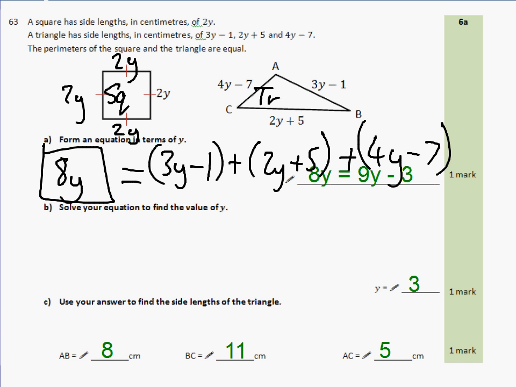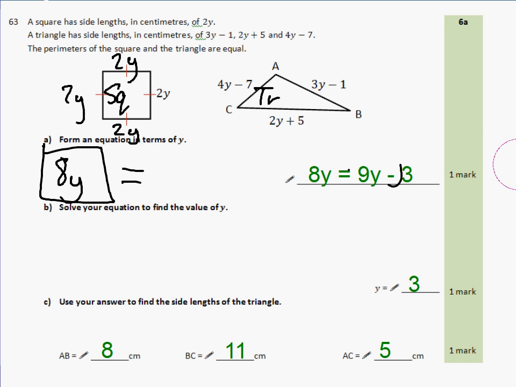If you simplify all of that, what do you get? You get 3y plus 2y plus 4y, which is 9y, and then if you do take away 1 plus 5 take away 7, that's the same as taking away 3. You get 9y take away 3. That is the perimeter of the triangle. Okay, so there's an equation. 8y equals 9y take away 3.